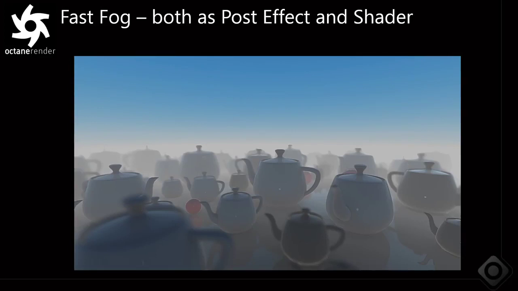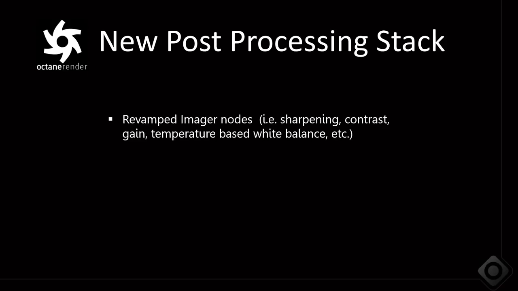On the post-processing side, there's a lot of work being done right now. Some of the things that are going to come in very quickly this year are fast fog. Users have asked for that, both as a post shader. It'll also be in the environment node as well. We're going to have a whole new post-processing stack, probably around Q3, which will have a complete revamp of the imager node, and we're going to have things like sharpening and all the things you're seeing here, contrast gain. There'll be basically a full Photoshop stack inside of the imager system.